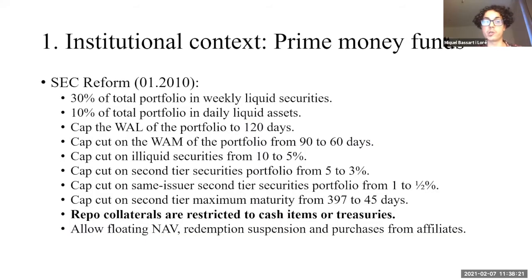We also have institutional transformations after the SEC reform in prime money funds. Here there are a lot. I'm not going to comment on them one by one, but basically their portfolio allocation is now by law driven toward safer securities, among which the treasury stands as a main one. Repo collaterals are restricted to only cash items and treasuries, which also has the same implications in terms of tightening the monetary hierarchy. And then we also have that by law now they can have a floating net asset value, which makes, by law definition, shares of prime funds different from bank deposits, which can be traded at par. Same as before.